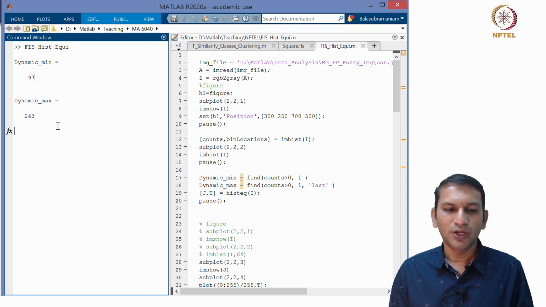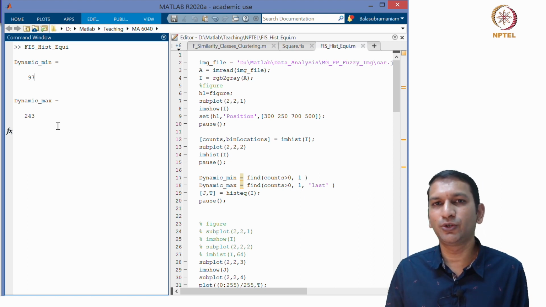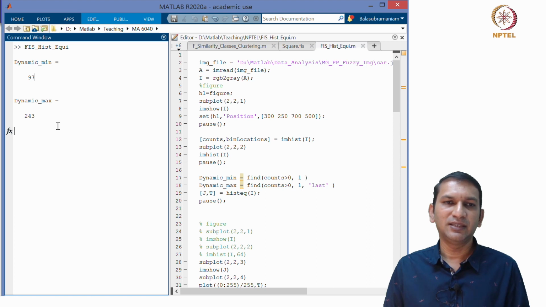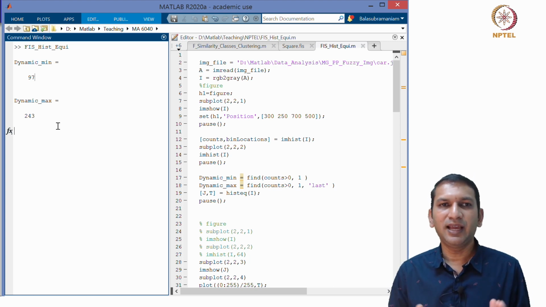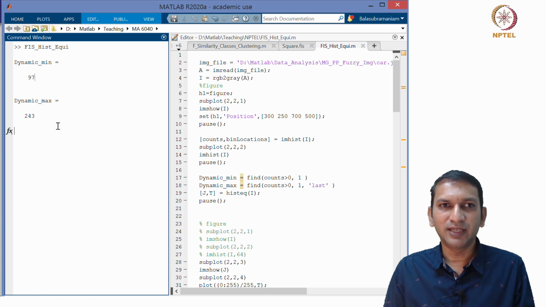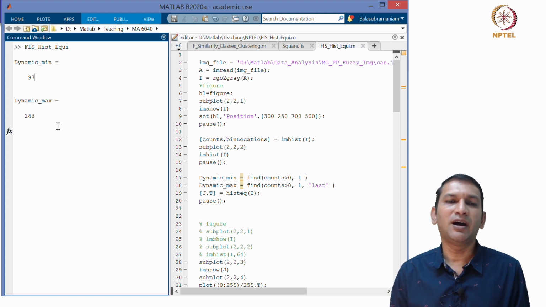So now that we have the dynamic range, which is the interval 97 to 243, this constitutes the input domain X for us. Next, the Y domain, the output range, is already fixed. It's between 0 and 255. That's how much we would like to expand this X into. The question now is how to find the fuzzy covering on this. We will take n equispaced points on both the dynamic range X and also on the entire 0 to 255 interval, and using these equispaced points we will build our fuzzy covering.